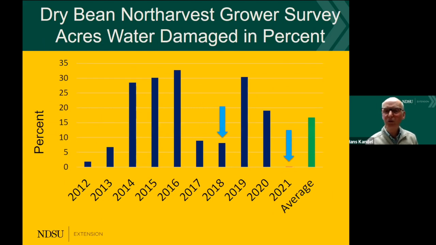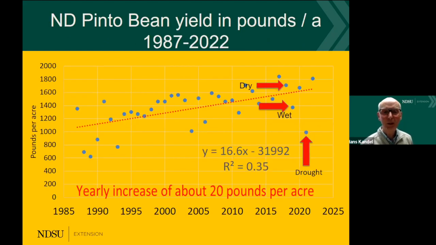So based on the survey that we have been asking growers to give us some indication, we asked growers what percent of your acres were damaged by excess moisture. So the percent of excess moisture is again on the Y, and we have here the year. So I'm putting a couple of slides there. Last year, 2021, very dry, 2018 dry, but we had 2019 was pretty wet. So let's look at the data for the pintos and look at those points. So first of all, the trend line for the pinto beans for North Dakota show that there is probably a 20 pound of increase on an annual basis.